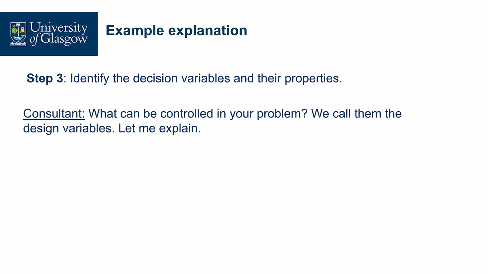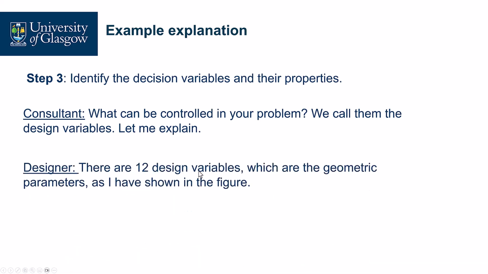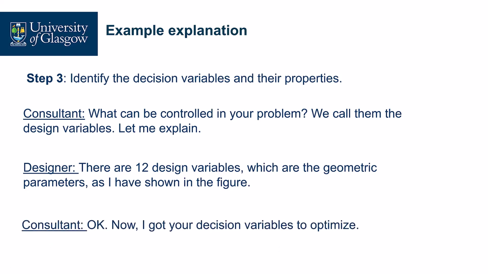So we call them the design variables. Let me explain, so you can explain more about the definitions of design variables and the different kinds of them: the real number ones, the binary ones, or the permutation ones, right? Then the designer will answer you. He will say, okay, there are 12 design variables, and they are geometric parameters, and I have shown you in the figure. So okay, then you can understand, this is your 12 real value based design variables.